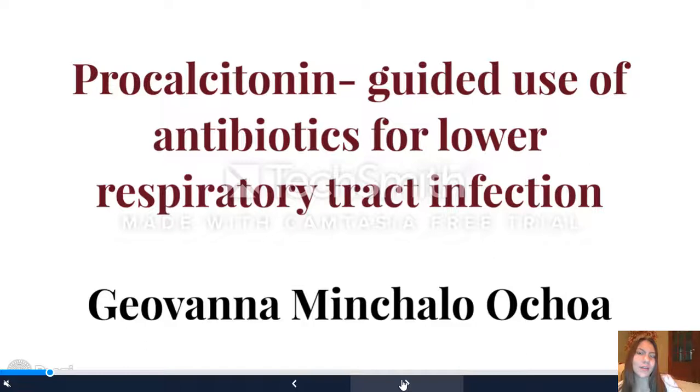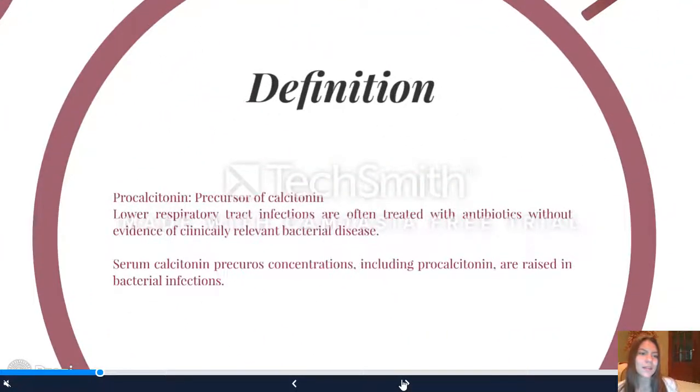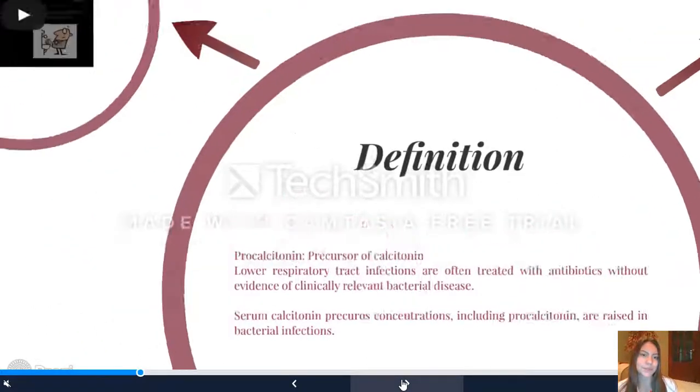Procalcitonin guided use of antibiotics for lower respiratory tract infections. Definition: Procalcitonin, a precursor of calcitonin. Lower respiratory tract infections are often treated with antibiotics without evidence of clinically relevant bacterial disease. Serum calcitonin precursor concentrations, including procalcitonin, are raised in bacterial infections.